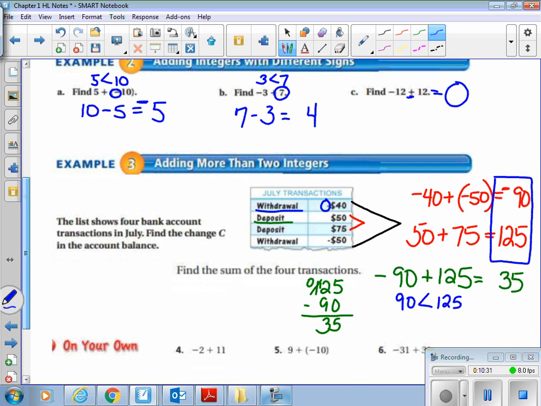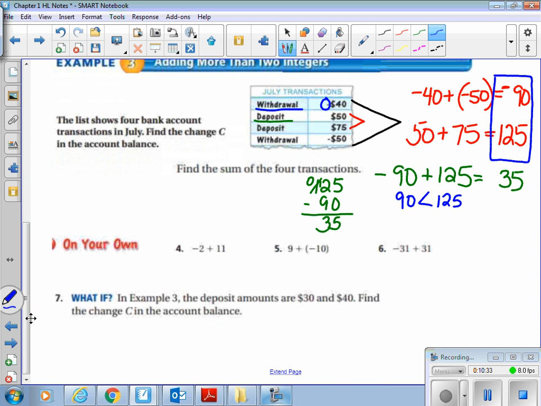I'm going to ask you again to pause the video, see if you can do problems 4 through 7 on your own, and then push play to check your work. I'm going to read number 7 for you. It says, in example 3, the deposit amounts are $30 and $40. Find the change C in the account balance. So when you're doing that, you're changing from the original deposits up here in the chart from 50 and 75. They are now 30 and 40. So please pause the video and do those problems on your own.